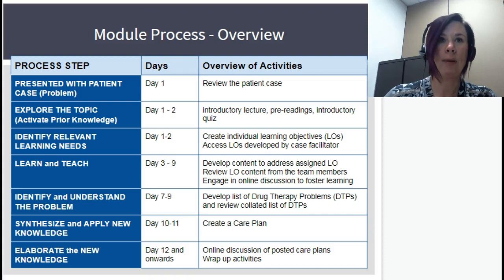Around halfway through the topic, each student is required to create a list of drug therapy problems for the patient case. From these, a collated list of drug therapy problems will be created for the team to be the basis of developing a patient care plan. On approximately day 10 or 11, students will synthesize and apply their new knowledge by creating a pharmacy care plan for the case. 2 students in the class will actually post their care plan to eClass. After posting, elaboration of the new knowledge occurs through online discussion of the care plans and topic wrap-up activities.